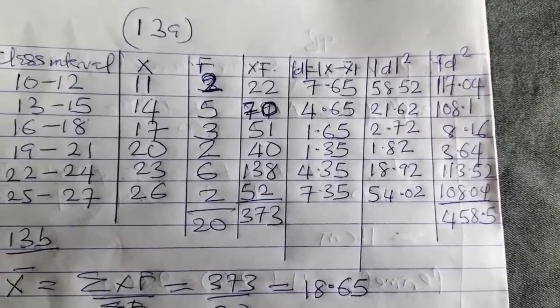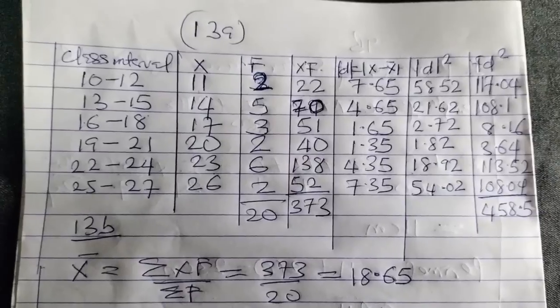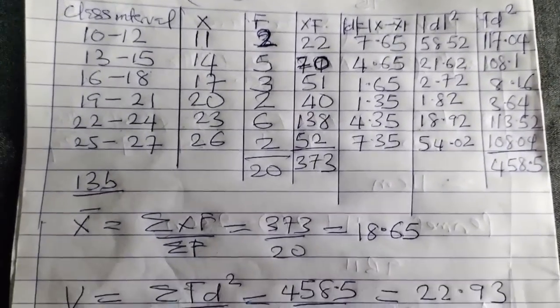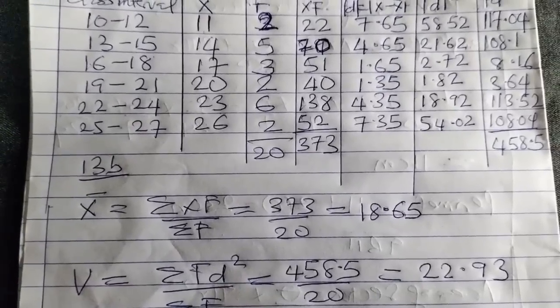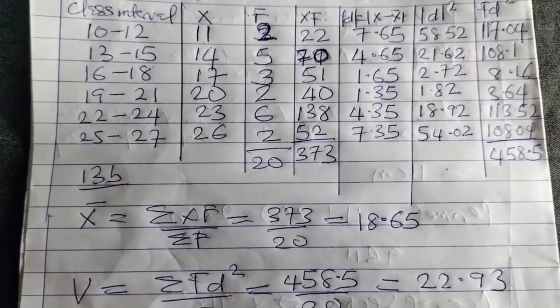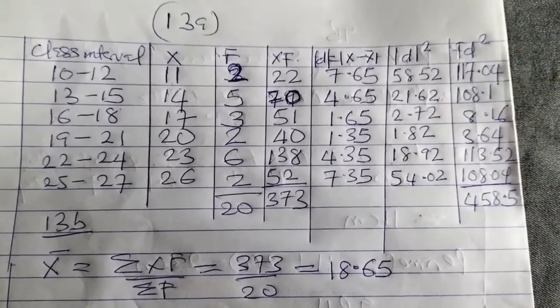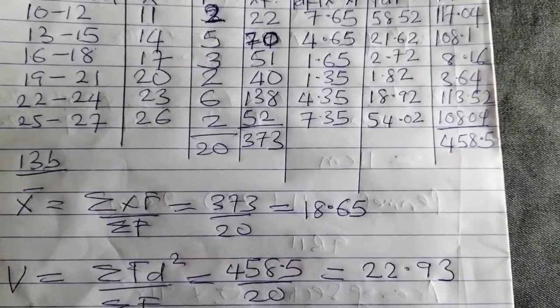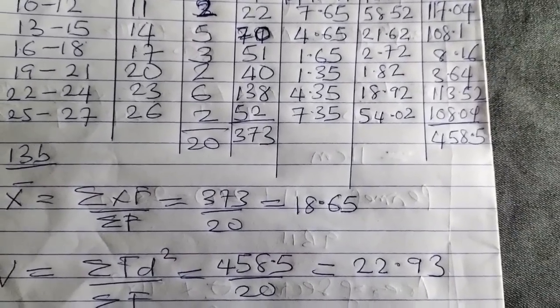The sum of FD squared gives us 458.5. Sum of FX gives us 373. The sum of frequency gives us 20, showing that we have 20 students. Then going to 13B, we first find the mean. Mean is given by summation of FX all over summation of F. Summation of FX is 373, all over summation of F is 20. You divide, have your mean, 18.65 to 2 decimal places.